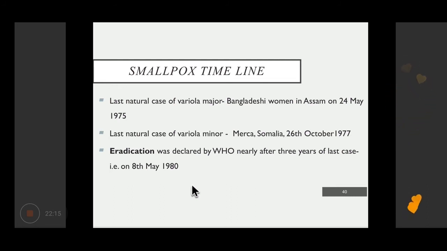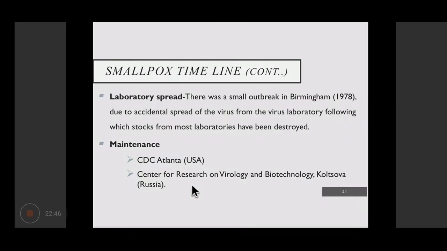The last natural case of variola minor was seen in Somalia in 1977, and subsequently the disease was declared eradicated from the world by WHO, 3 years after the last case, in 1980. This is the criterion that WHO usually follows, and even for polio they are following the same criterion, that after 3 years have elapsed after the last case being reported, the area is declared free from that particular disease.